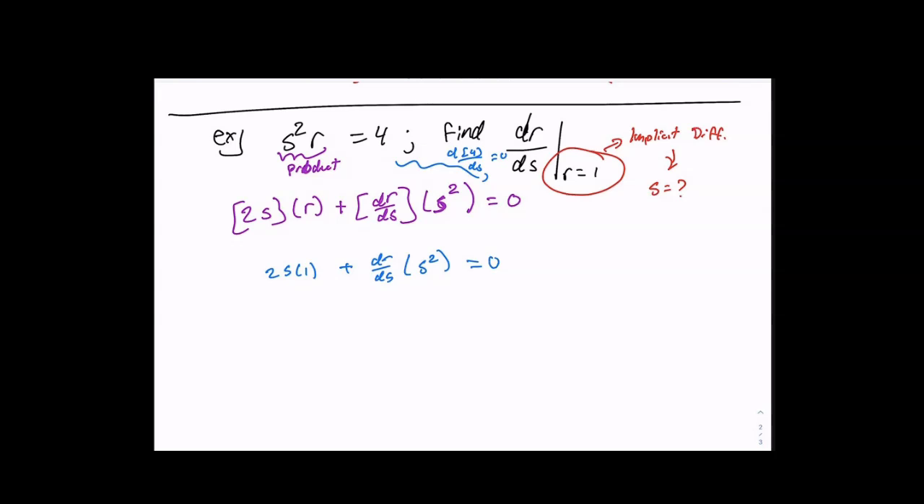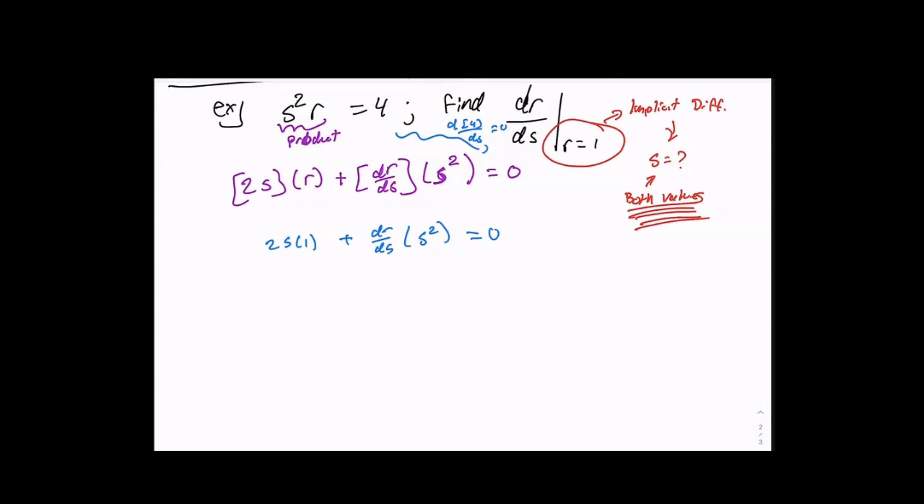If I know r is 1, with implicit differentiation, we could just start with the original equation. Just plug in 1 for r. Whenever we do implicit differentiation problems and we need to plug in, we always need both values. Always just be like, I need to know both r and s. So Ariana said, I'll use s squared r equals 4, giving me s squared times 1 equals 4, giving me s squared equals 4.